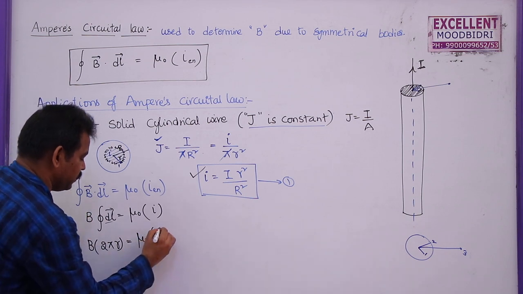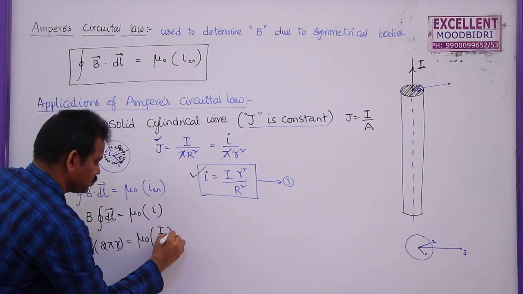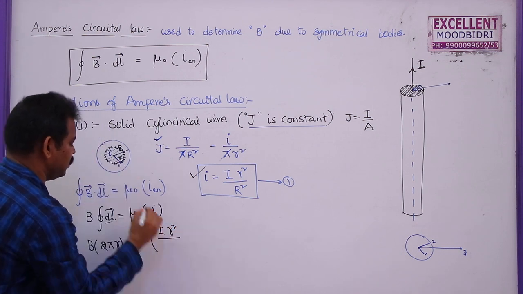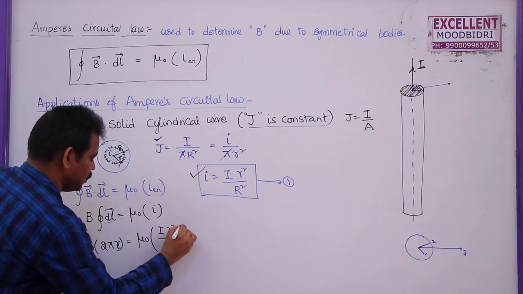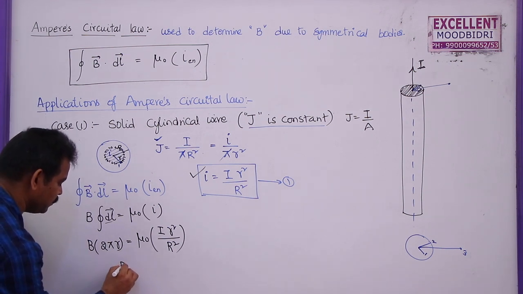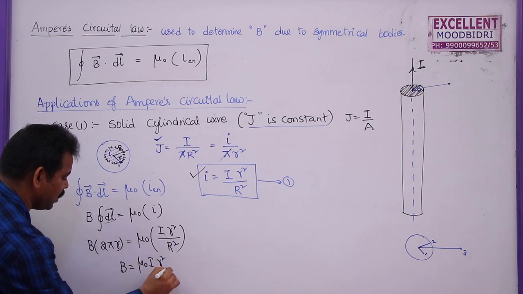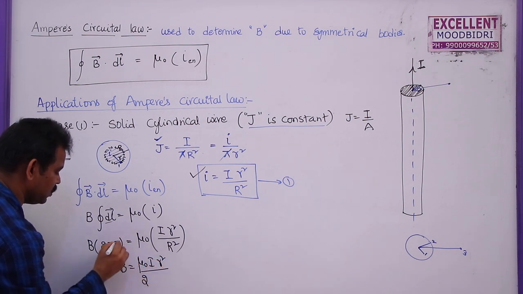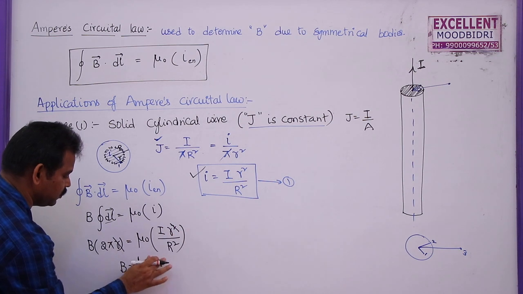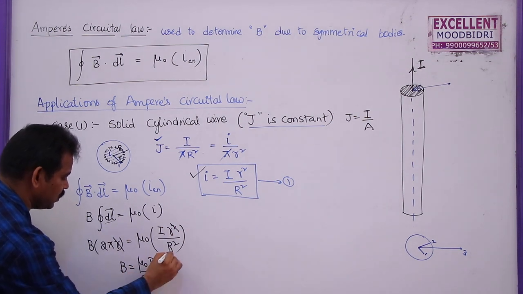So this is given by the main current or total current passing through that wire, into the square of the radius of this small area, divided by capital R squared. Now B is given by mu naught into I into small r squared by, here you can cancel this r and R, you can write a small r only, 2 pi capital R squared.